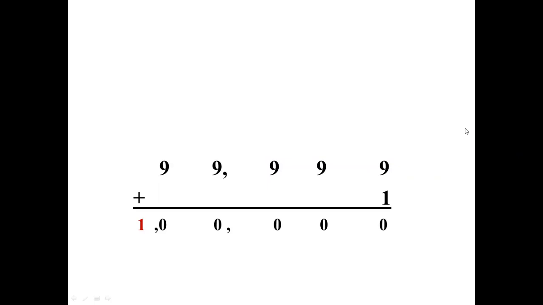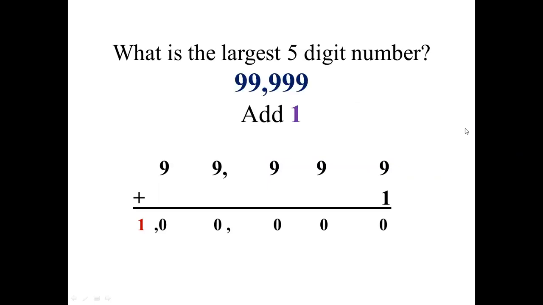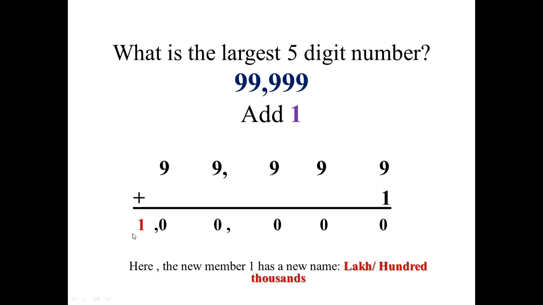If I ask you what is the largest 5-digit number, you all should know that it is 99,999. What is going to happen if I add 1 to this? We will get a new member which is written in red over here. This 0 is standing on the ones placement. The next ones are tens, hundreds, thousands, 10,000. But what about this new member? What will be the name of this new member? Here, the new member 1 has a new name, which will be either lakh or 100,000.